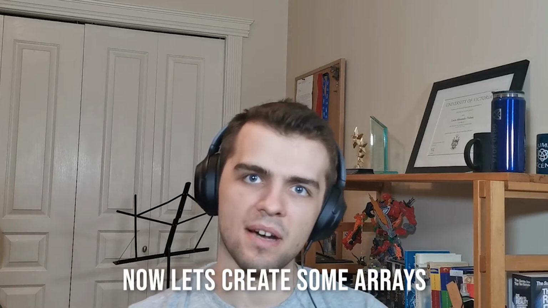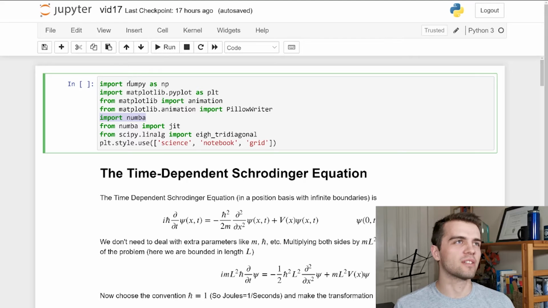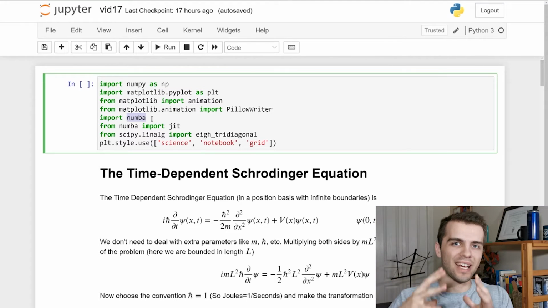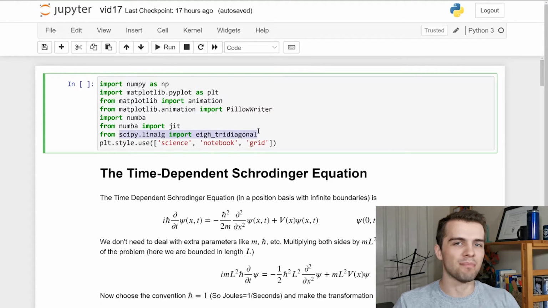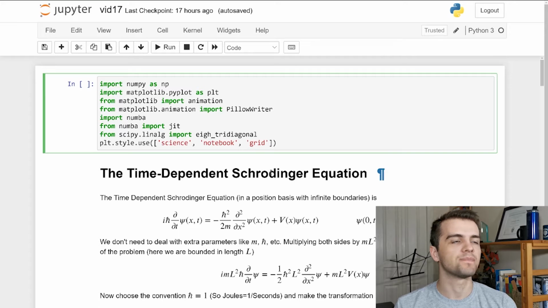Now let's create some arrays. So the packages are pretty standard today. We got NumPy, we got Matplotlib for the plotting. Of course, we'll be making an animation with Matplotlib. And we're going to use Numba to do the finite difference algorithm for solving the Schrodinger equation. And then also some SciPy methods for doing the matrix method for solving the time-dependent Schrodinger equation. And I'm also using SciencePlots. It's a library that you can install if you like. If you don't want this, or you don't want to install that, I would just comment out this line, but it's also in the Docker image that I've provided as well.